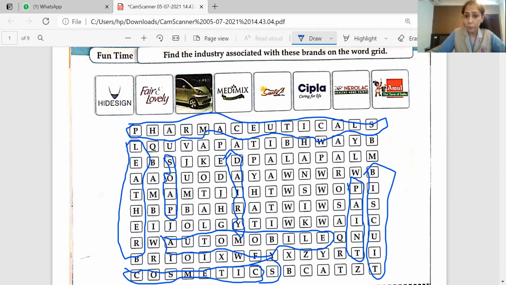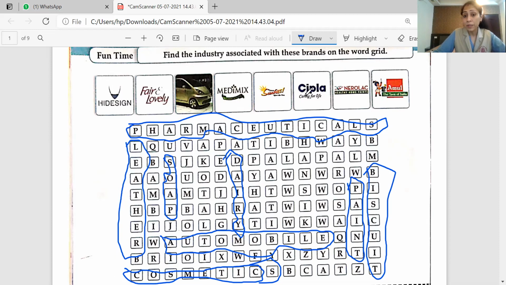Then there is another brand, Sunfeast. Sunfeast is a brand which deals in bakery products, that is biscuits. Okay, Sunfeast biscuits are very famous, good taste, very good brand. So here it is biscuit. Okay, so I've given over here the answer biscuit.